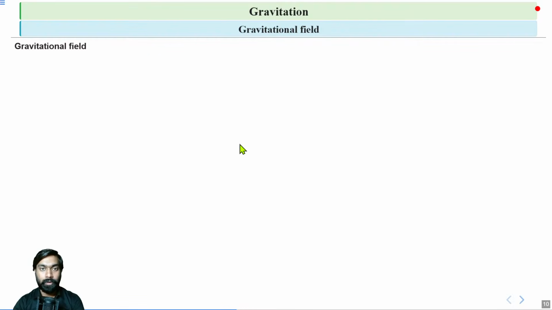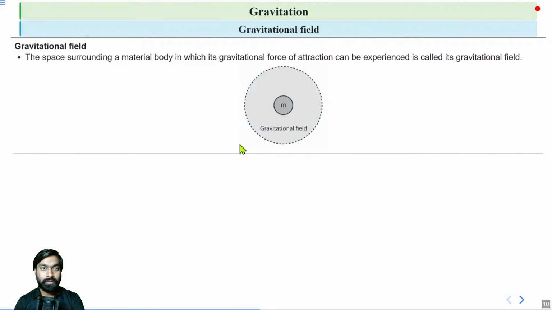Now we will talk about the gravitational field. So here the question arises, what is a field? In electrostatics we already discussed the electrostatic field. And what is that? We can say it is a field in which a charge feels an electrical effect. Yes or no? Similarly, for the gravitational field, we can say the space surrounding a material body in which its gravitational force of attraction can be experienced is called its gravitational field.